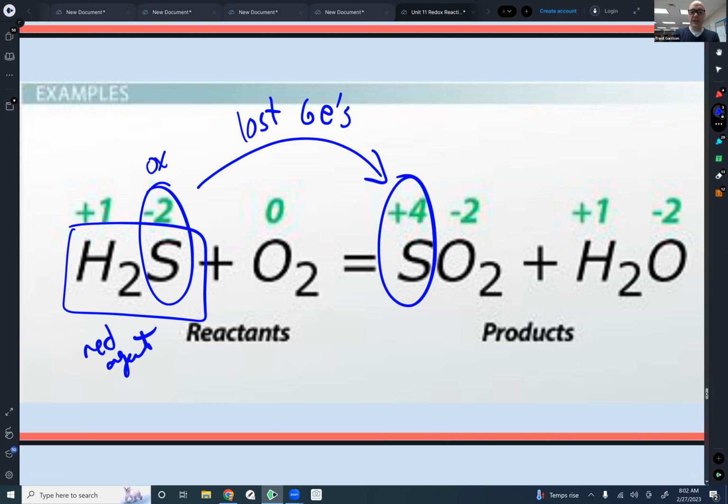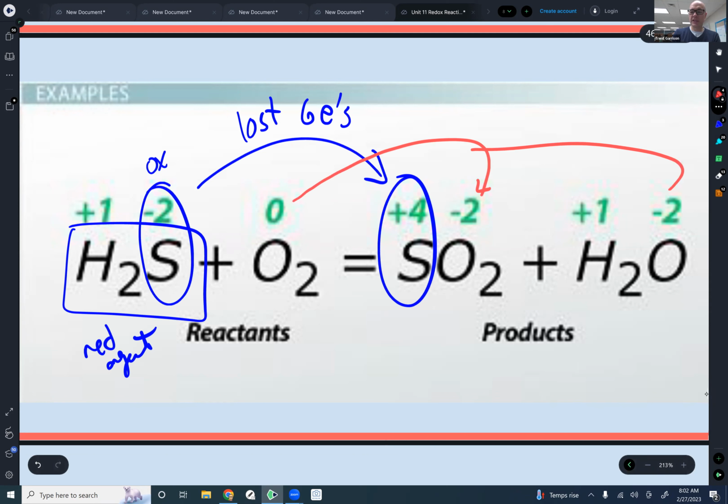Now, the oxygen, it went from a 0 to a -2, and you can see it did that in 2 different locations, but it's consistent. So it gained electrons, meaning that it went through reduction, meaning that this material is my oxidizing agent.